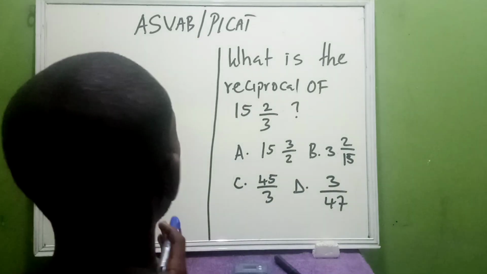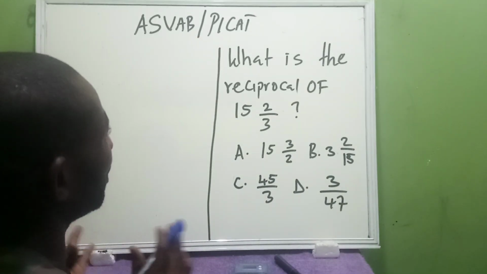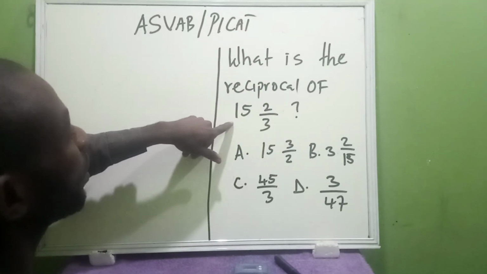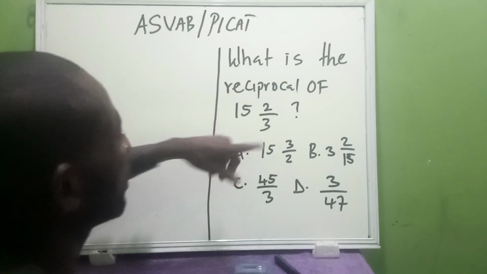This is the ASVAB and PiCAT math knowledge test. Today we are asked to find the reciprocal of 15 and 2/3.